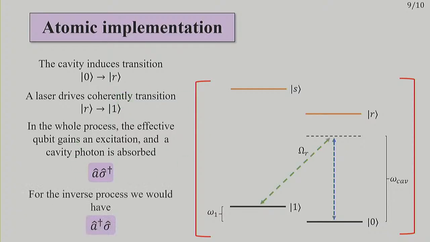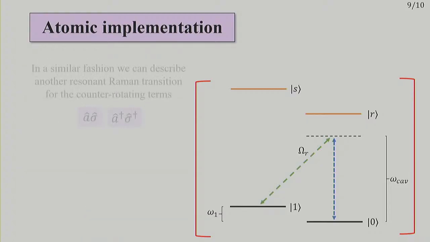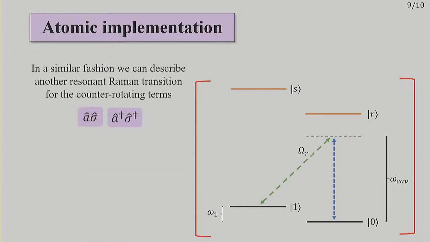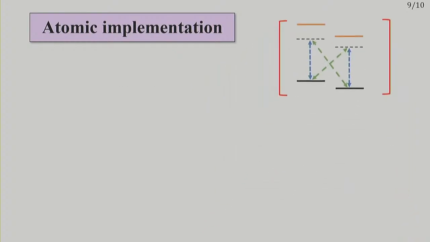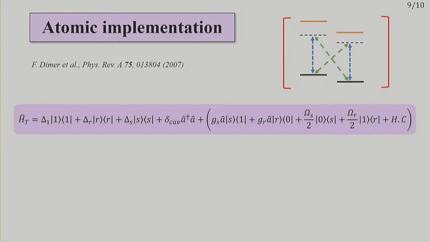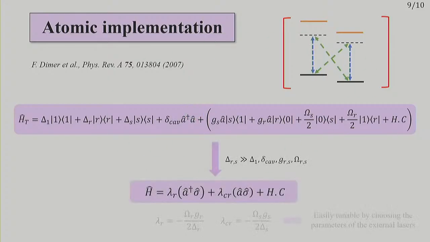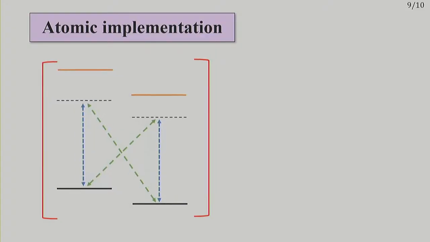The inverse path would describe this other term, and I can, in the same fashion, include another Raman transition for the counter-rotating terms, okay? And when I eliminate adiabatically the R and S levels from the complete Hamiltonian of the system, what I obtain is precisely the generalized Rabi model. That's what I wanted, okay? So let's see how this model behaves when adding the pumping and adding the photon decay.